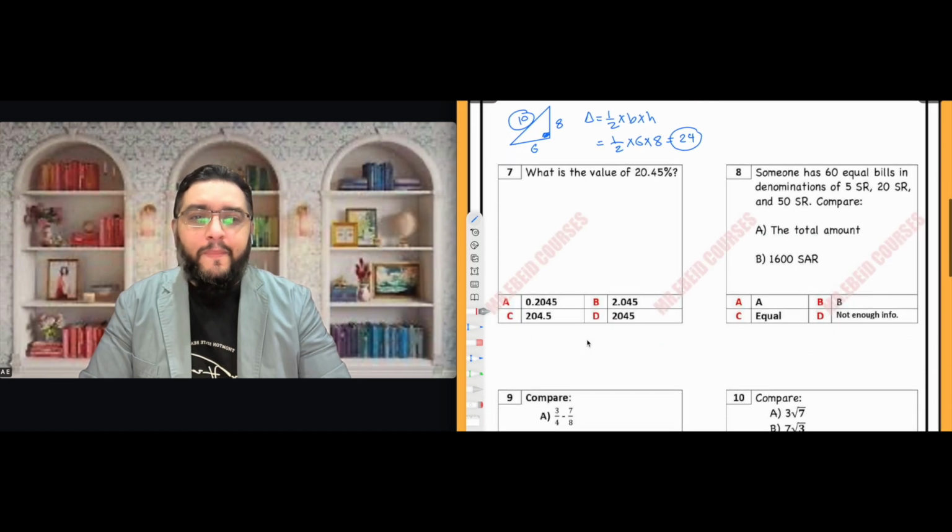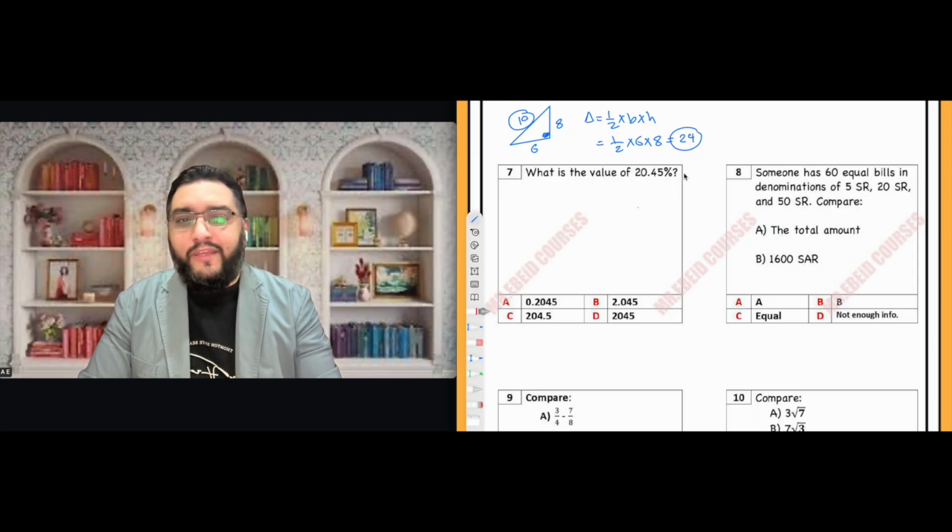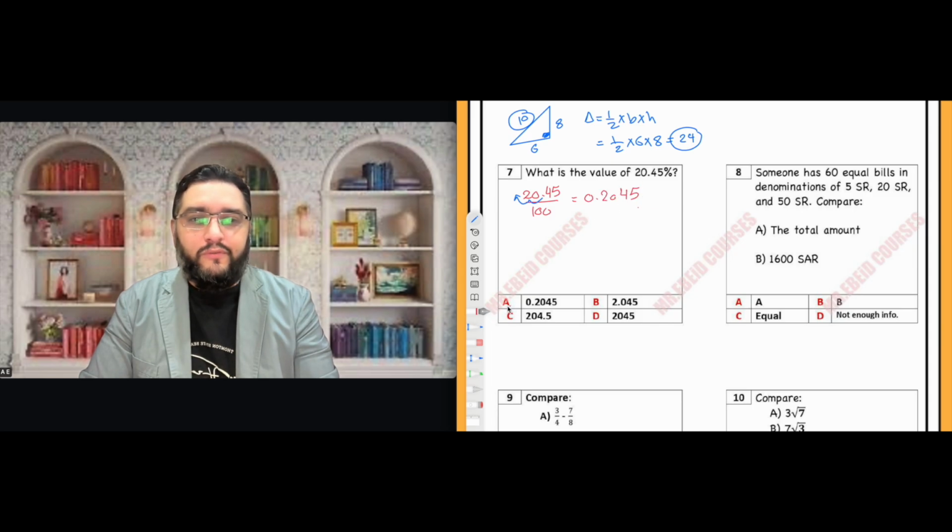Question 7. What is the value of 20.45%? You know that percent means over 100. So it's 20.45 over 100. Dividing by 100, you move the decimal point 2 digits in, like this. So the answer is 0.2045. Easy question, which is 8.